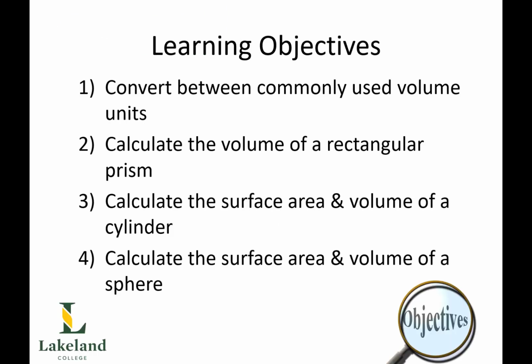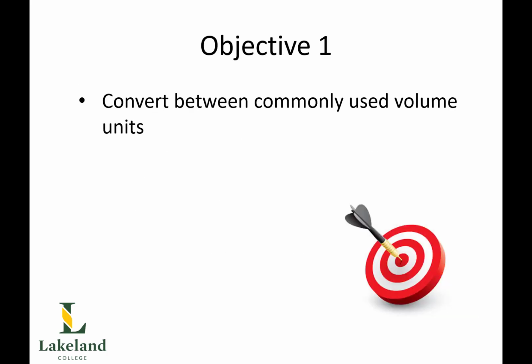So our 4 objectives for this chapter, first, will be the conversion between commonly used volume units, and we covered all of that in Chapter 1, so that'll be a very quick objective. Number 2, we'll calculate the volume of a rectangular prism, and of course define exactly what a prism is. Number 3, calculate the surface area and volume of a cylinder. And then finally, number 4, calculate the surface area and volume of a sphere.